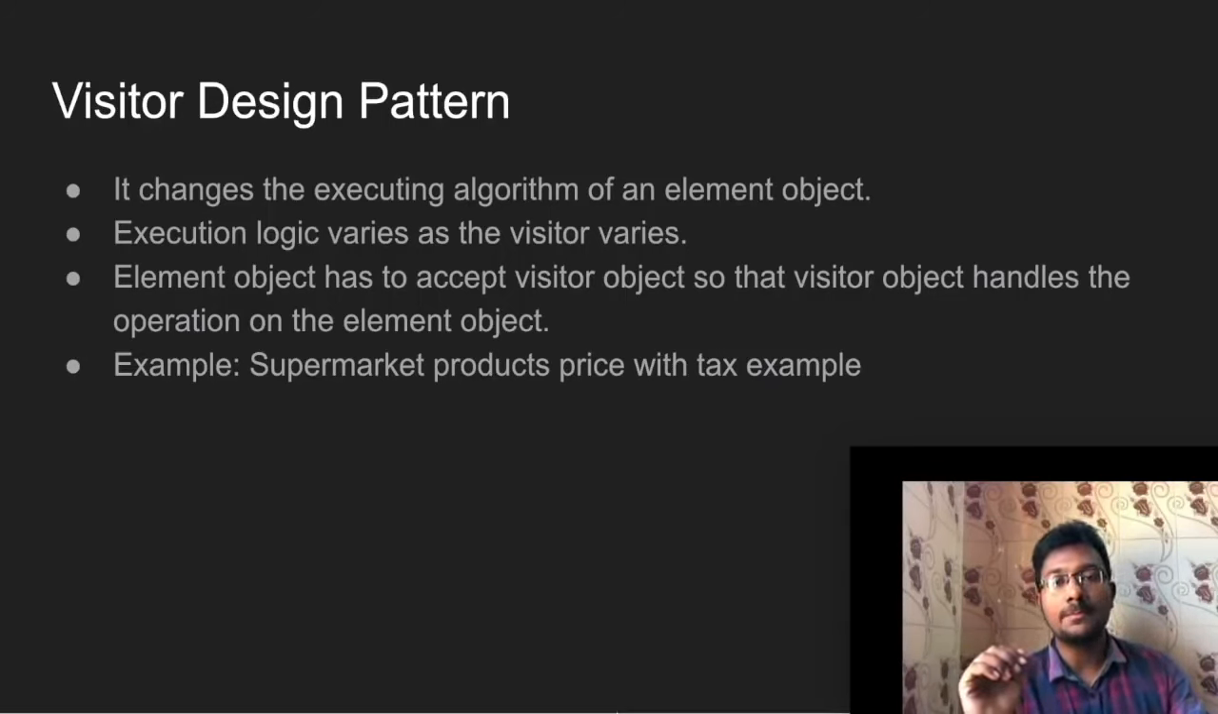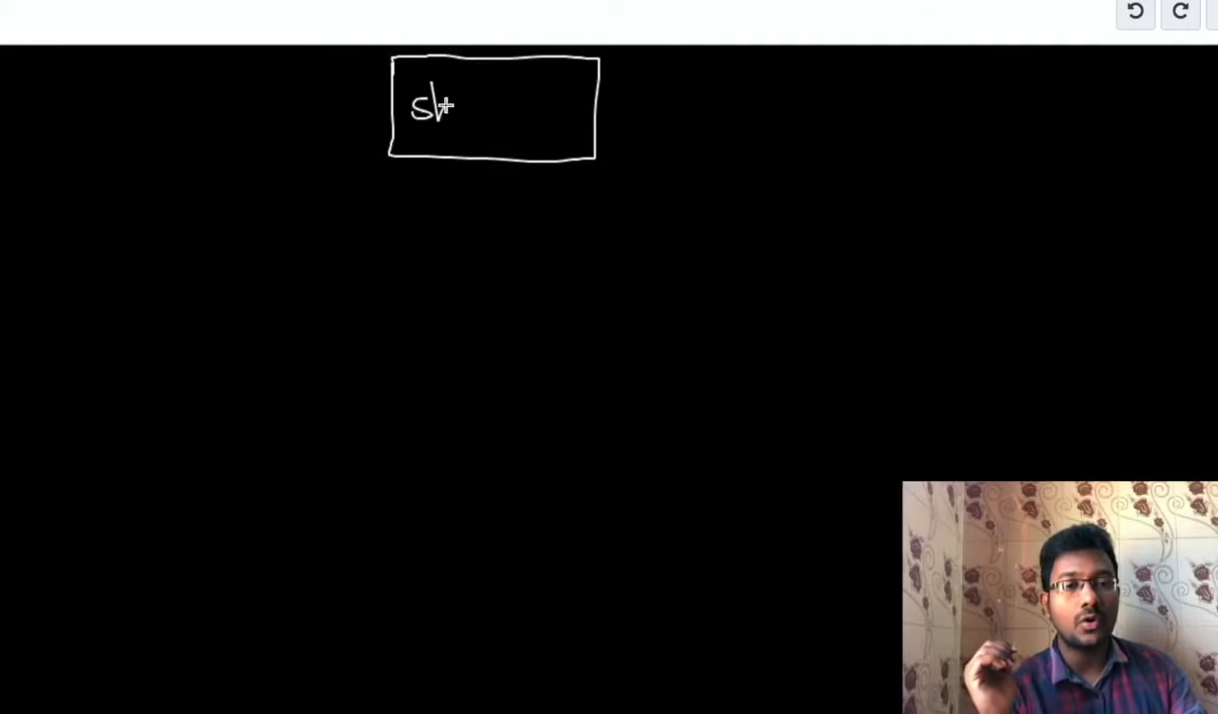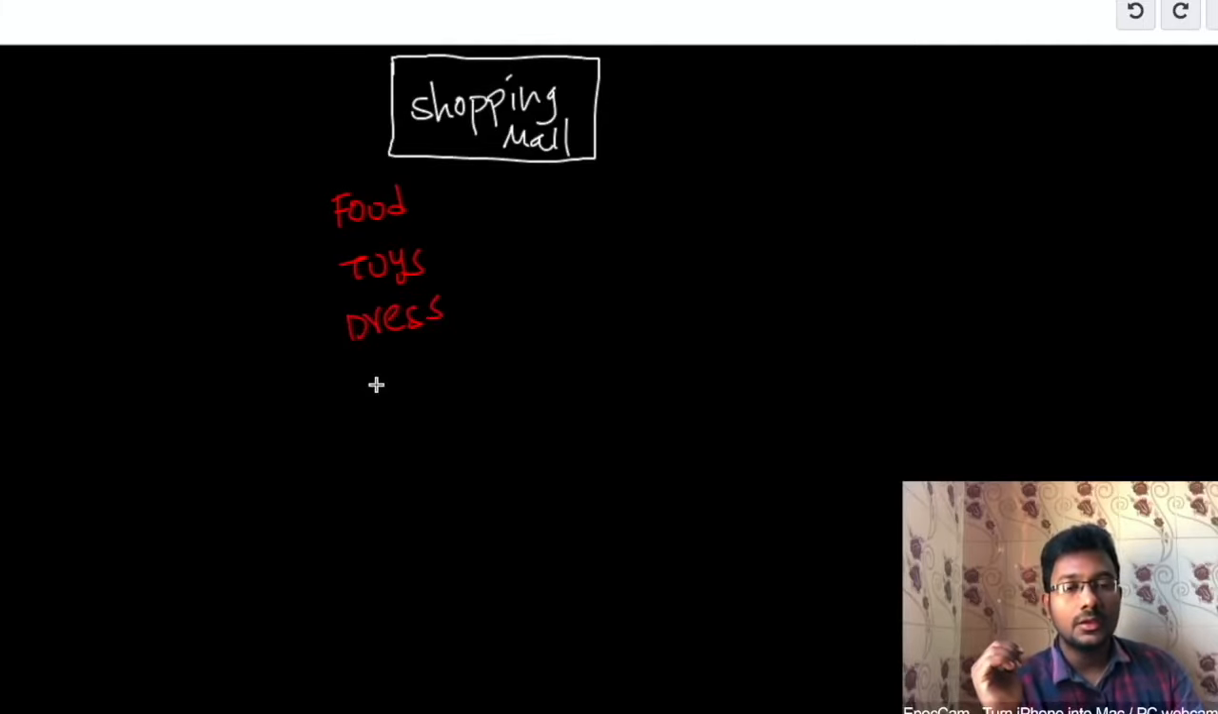Before discussing the principles, we will try to explain this visitor design pattern using some real life example. I am taking a shopping mall example. Let us consider this a shopping mall. In a shopping mall, we can buy many kinds of products. For example, we can buy food products, toys, dress, and food utensils. So these are the four categories of products that we can buy in a shopping mall.